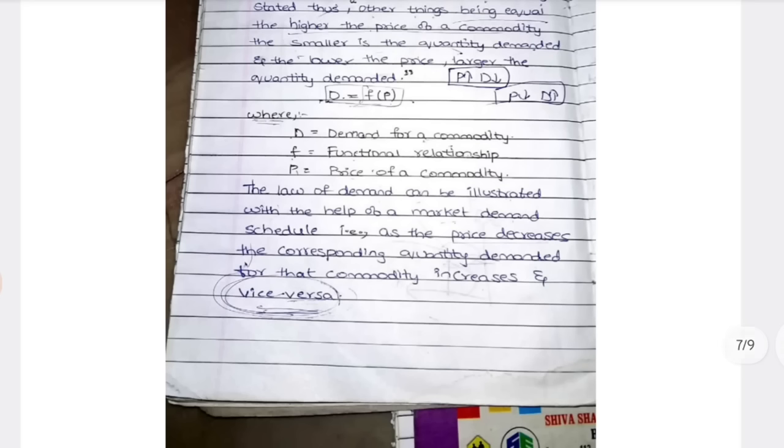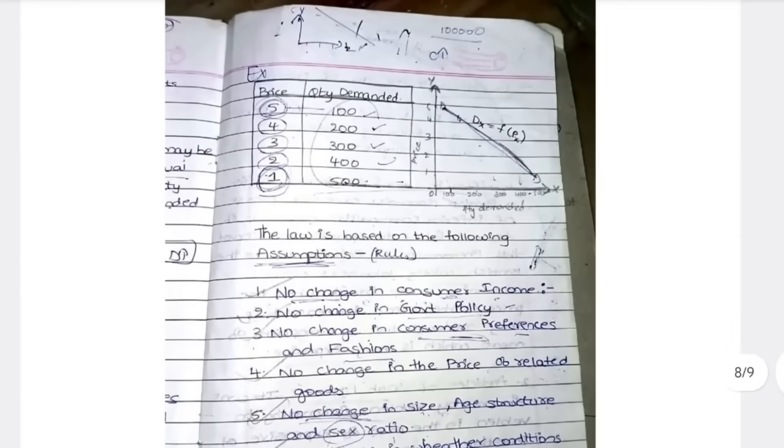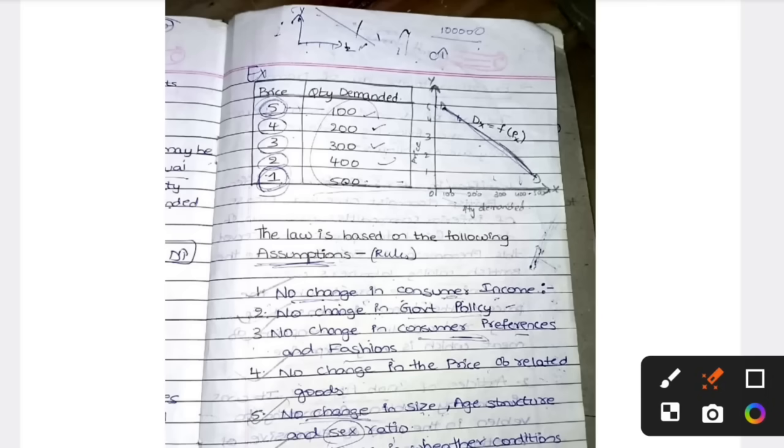The law of demand says that when price decreases, the quantity demanded for that product will increase. When quantity demanded increases, automatically the price is decreasing. That is what they have explained here also. The same stuff they are explaining in different paragraphs, that you need to understand. You need to show it in a table and a diagrammatic representation.